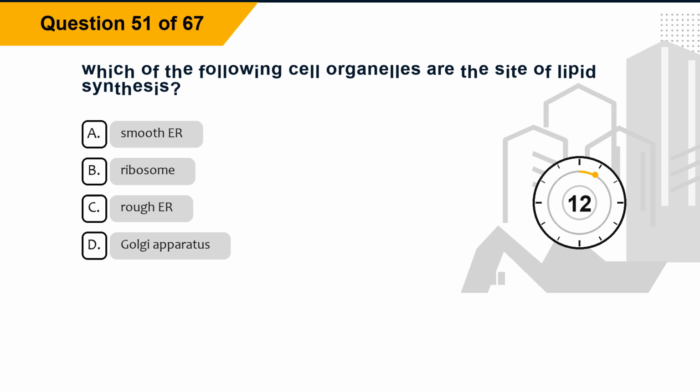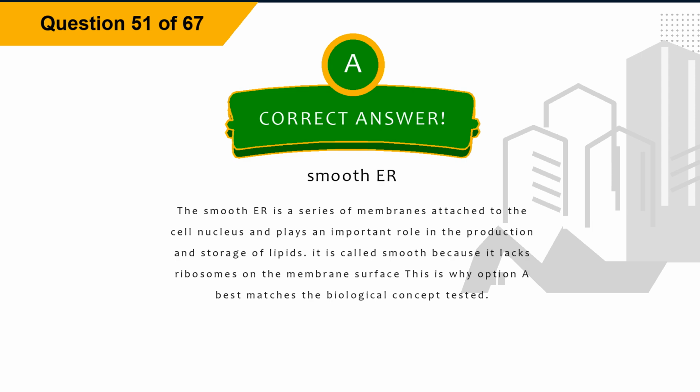Question 51. Which of the following cell organelles are the site of lipid synthesis? Option A, smooth ER. Option B, ribosome. Option C, rough ER. Option D, Golgi apparatus. The correct answer is option A, smooth ER.